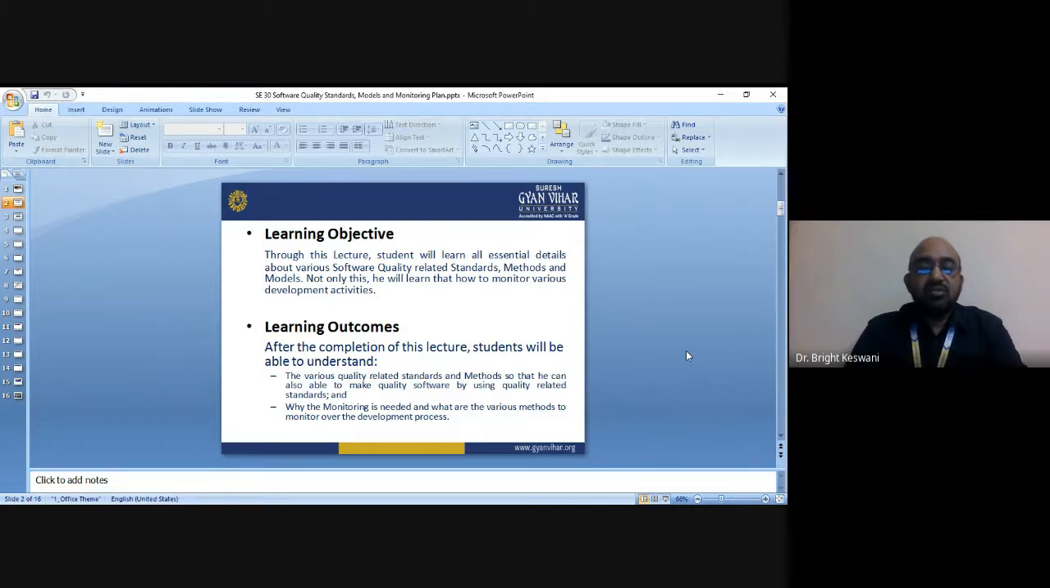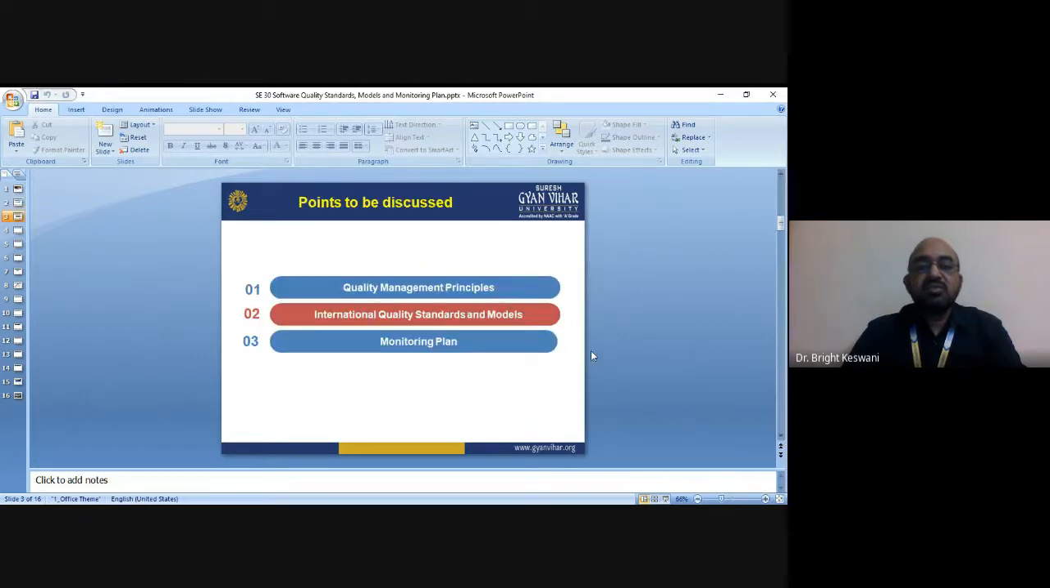And secondly, why monitoring is needed and what are the various methods to monitor the development process, you can understand in a better manner. Let us start the lecture. We will discuss the following points you can see on your screen: quality management principles, international quality standards and models, and monitoring plan in this lecture.